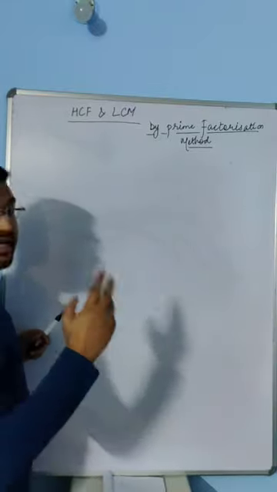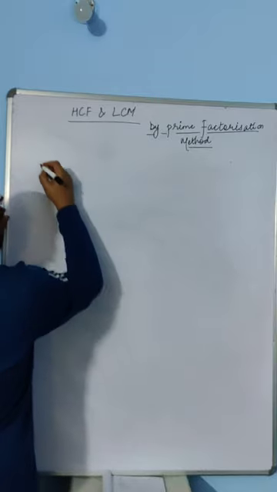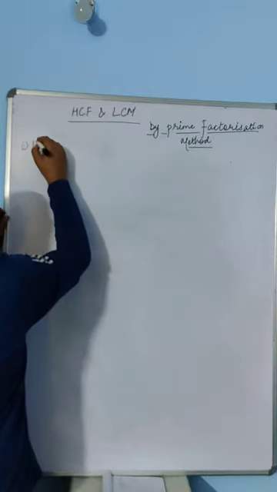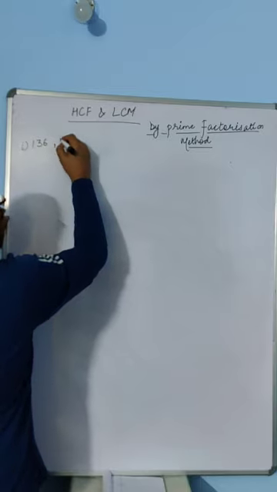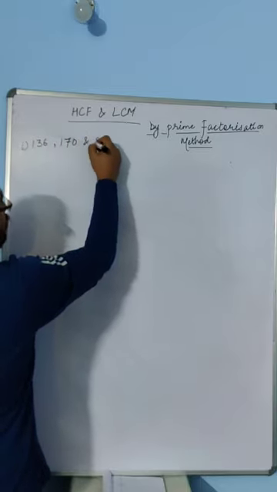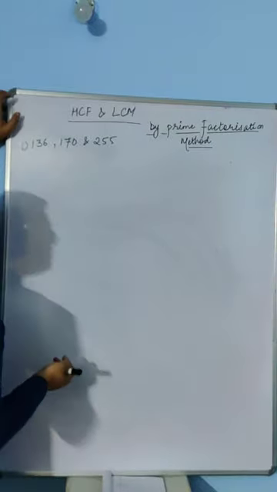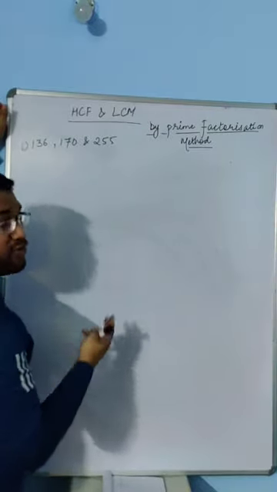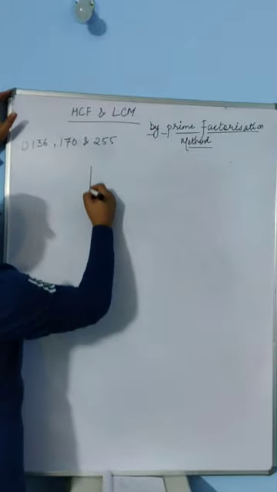Okay, now I'll do it for 3 numbers. Let's choose 3 numbers. Let's say I have 136, 170 and 255. Suppose I have 3 numbers. So the first step which I am going to do is prime factorize all the 3 numbers. So let's start with that.